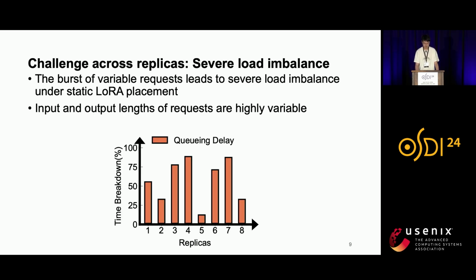Second, at the cluster level, the burst of variable requests leads to severe load imbalance across replicas under static LoRA placement. For example, when we deploy 8 model replicas and evenly distribute the LoRA adapters across different replicas, we observe significant load imbalance among the replicas. This occurs because during short-term bursts, different requests require variable iteration rounds, and the distribution of different types of requests is also skewed. Consequently, some replicas experience long queuing delays, while others have relatively short delays.